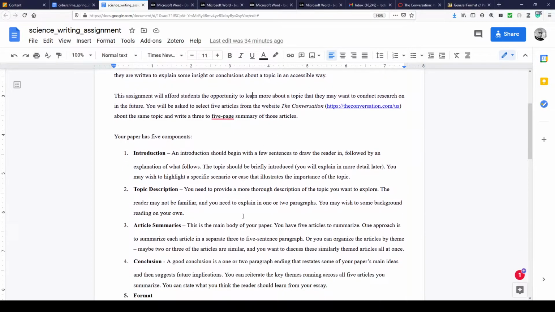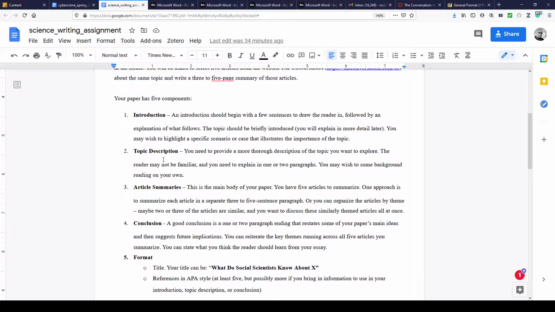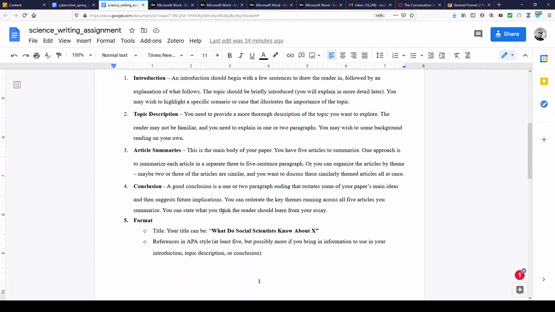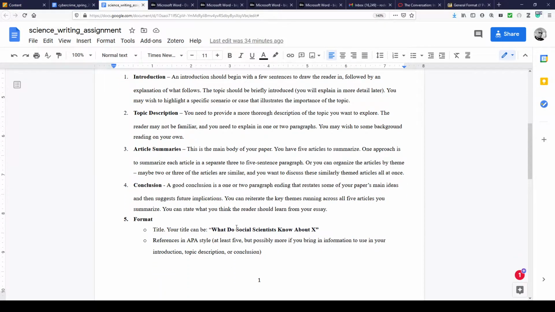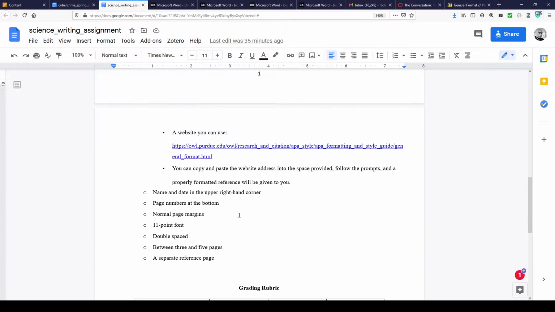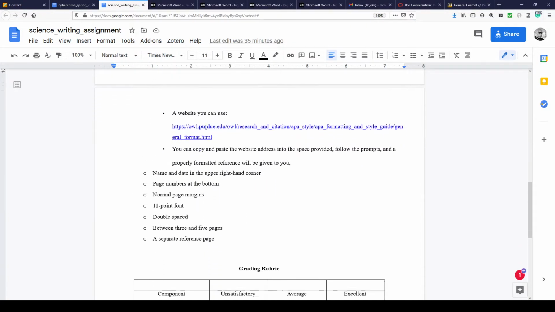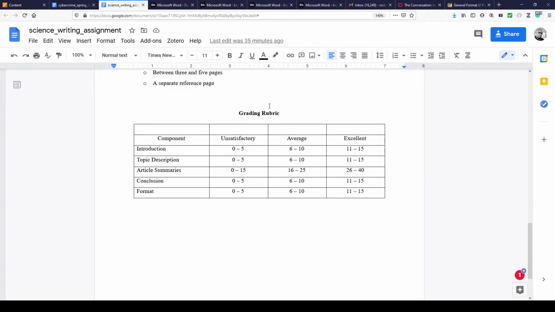So your paper has 5 components: the introduction, the topic, the article, and the conclusion. And then finally, you have to go back and make sure that you formatted it properly. And you can look at the weighting. And these are the formatting instructions. You can read that on your own. You look at the weighting, and you'll see that some things count more than others.